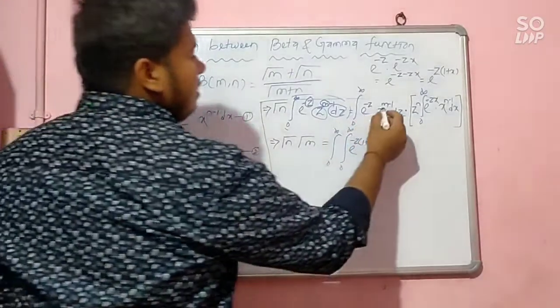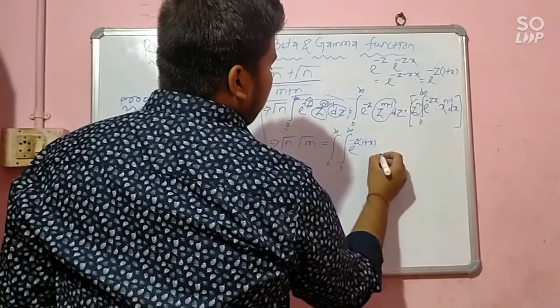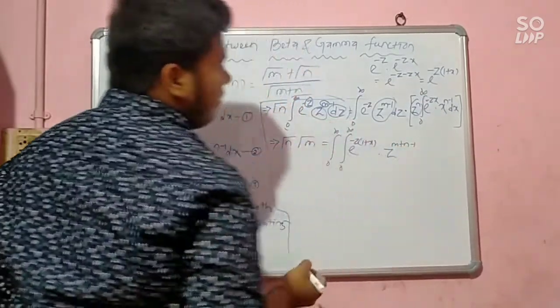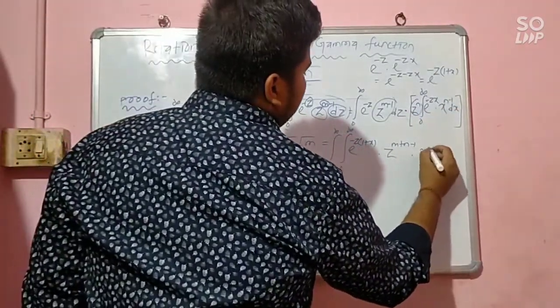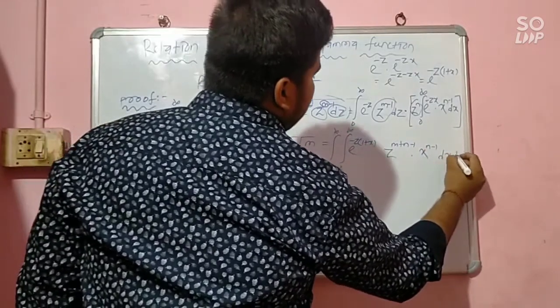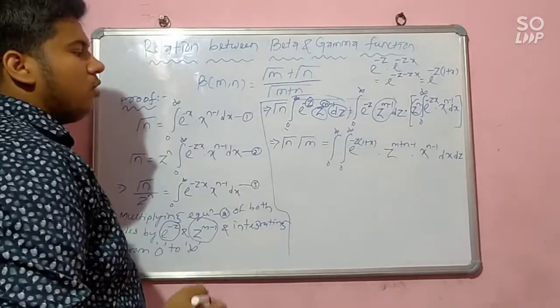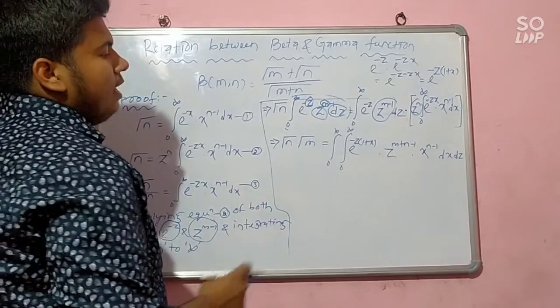Okay. Here is z to the power m minus 1, here is z to the power n, so we can write z to the power m plus n minus 1. And here is x to the power n minus 1, that is x to the power n minus 1 dx, and dz also. So we know how to solve the double integration. First we have to separate one variable.